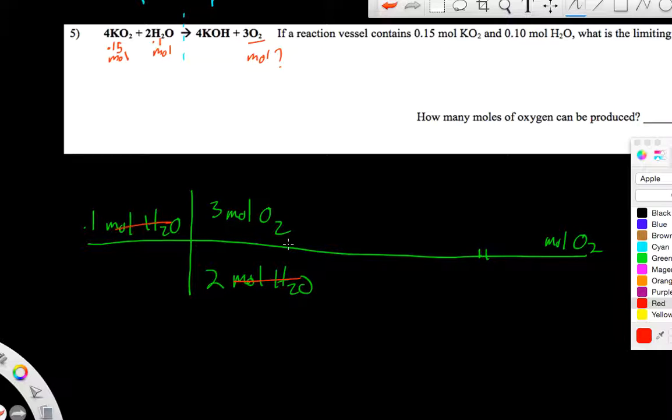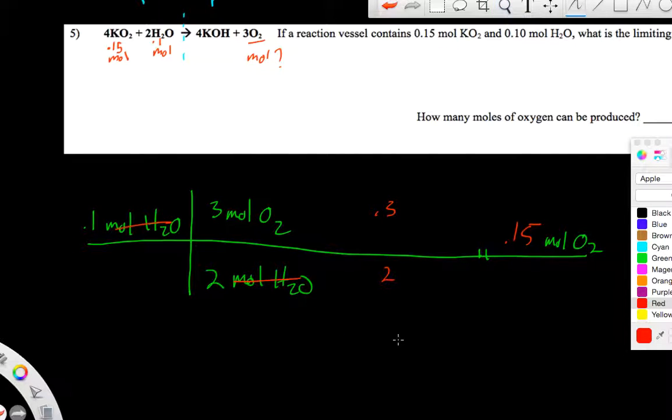So 0.1 times 3 gives me 0.3 on the top, and then I'm going to have 2 on the bottom from doing my multiplication. So 0.3 divided by 2 would be 0.15. So 0.15 moles of O2 are produced if I start with 0.1 moles of H2O.